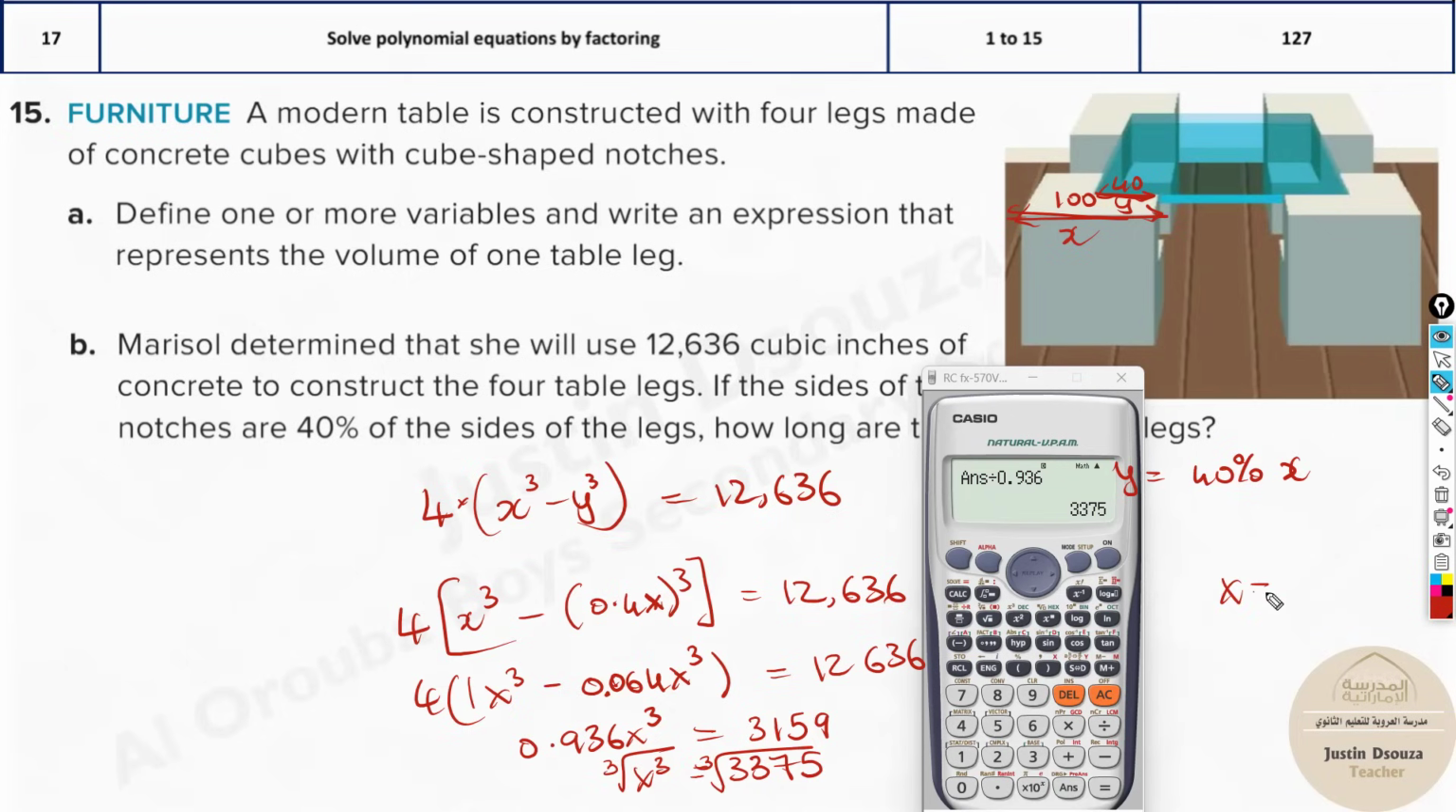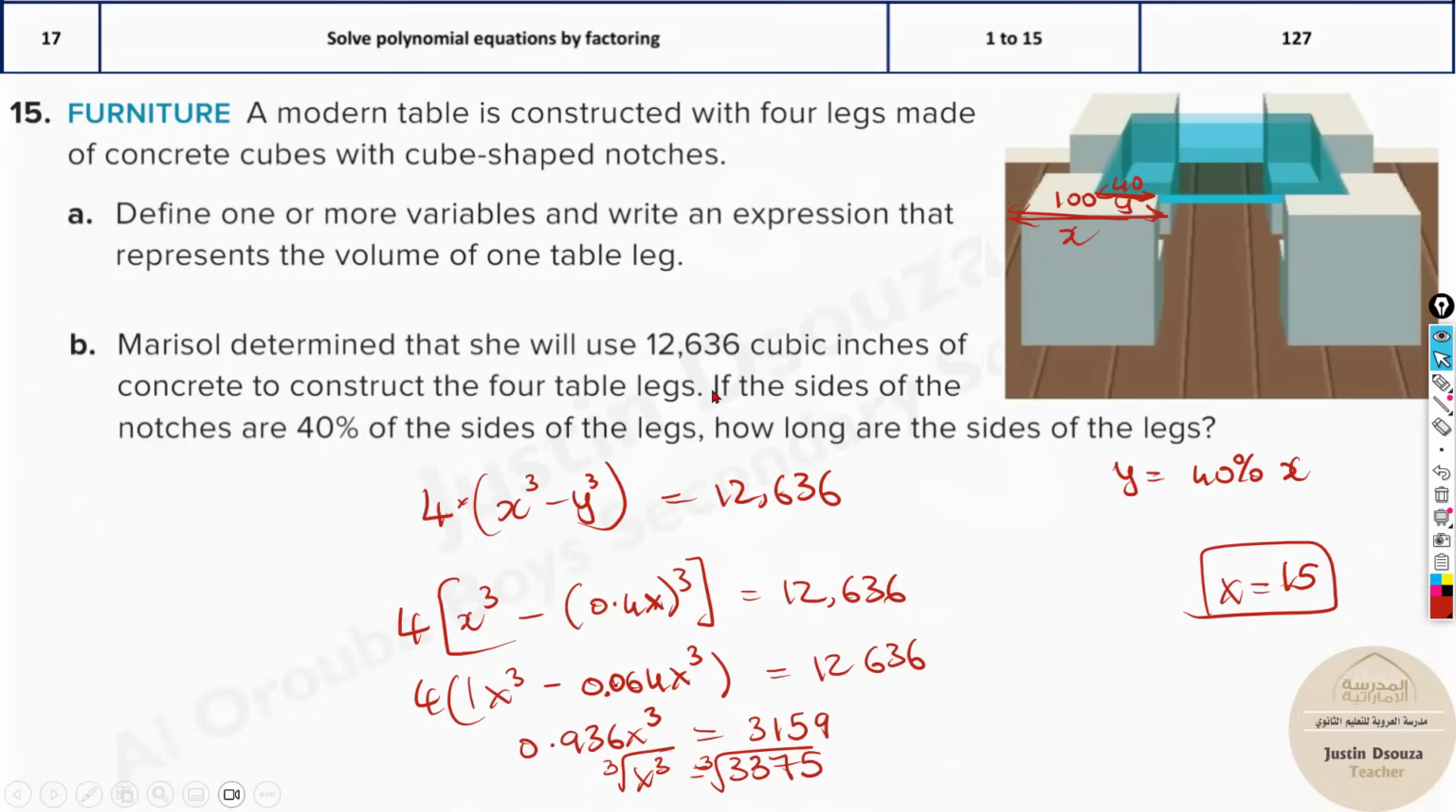So x is equal to how much? We have 3375, just take the cube root. The answer is 15, and that's a real number. What is the dimension? Inches, since it's cubic inches. So the x value, the original cube, is 15 inches long. And 40% of that, just multiply by 40%, it's about 6 inches, I guess, the notches.